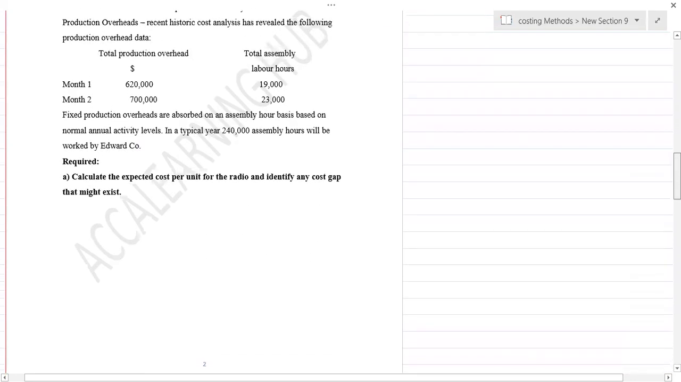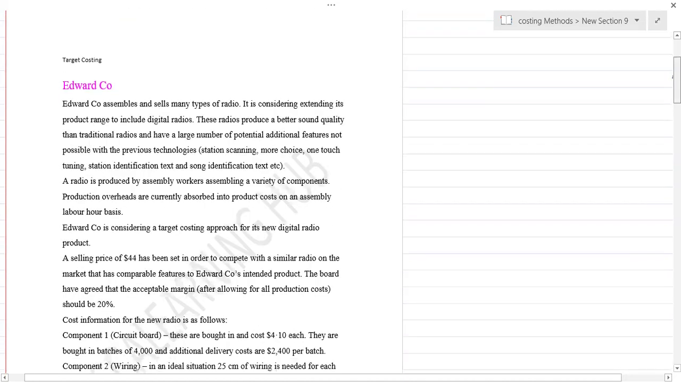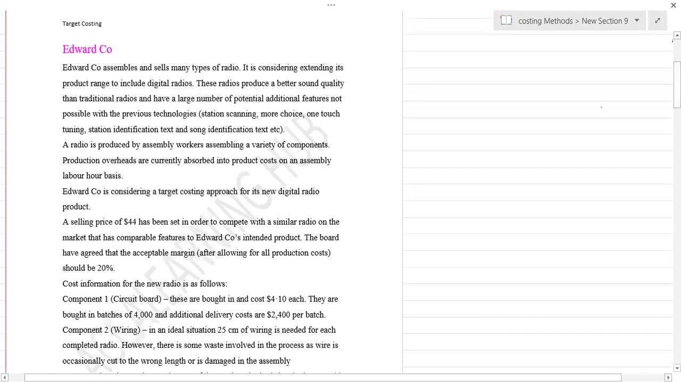Before we start this question, we first read the requirement. It says calculate the expected cost per unit for the radio and identify any cost gap that might exist. So we have to calculate the expected cost and cost gap of the radio. Okay. Now we read the question.